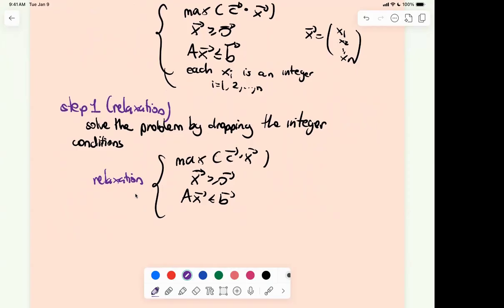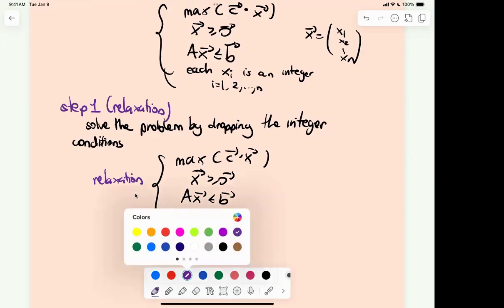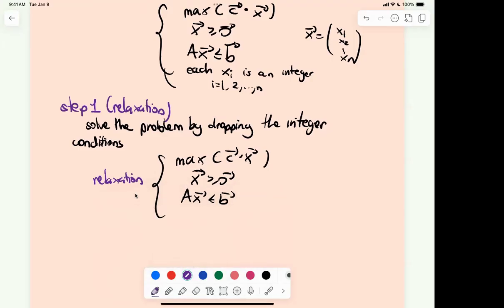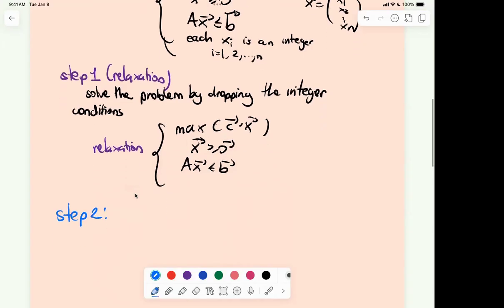So step two. Writing it out is way more tedious than how it's done in practice. But step two, let's call x star the max that you find. Call x star the vector that maximizes the function.